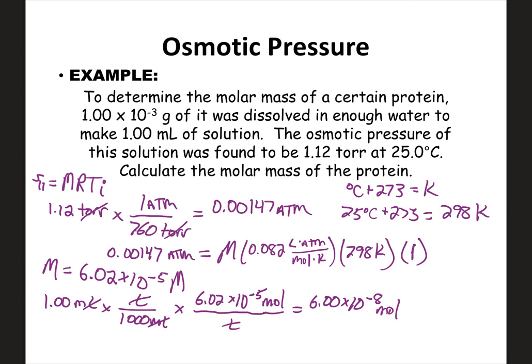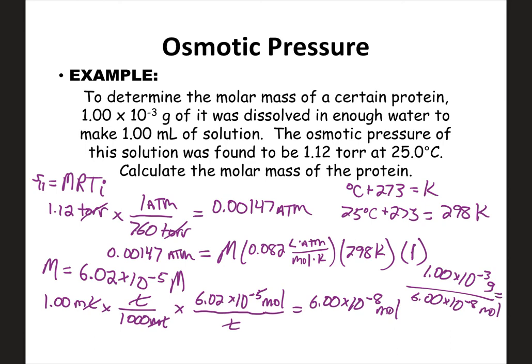You now have the moles of the protein. You can do grams per mole to get the molar mass here. So we're going to have 1.00 times 10 to the minus 3rd grams all over the 6.00 times 10 to the minus 8th moles. That'll give us our grams per mole here.